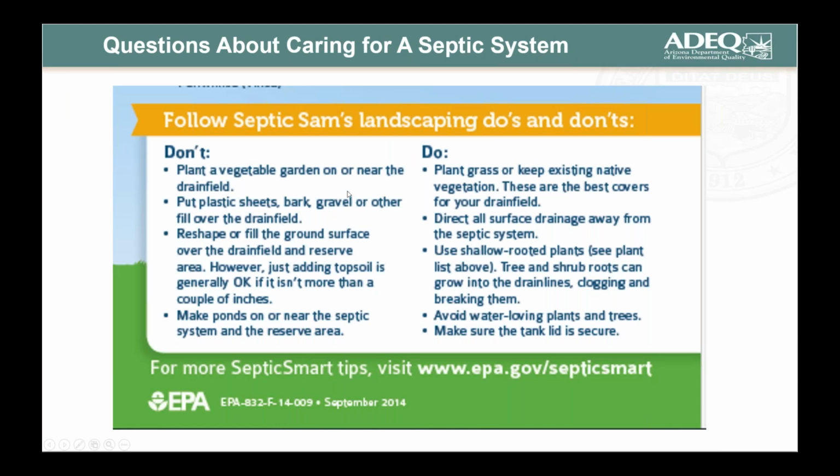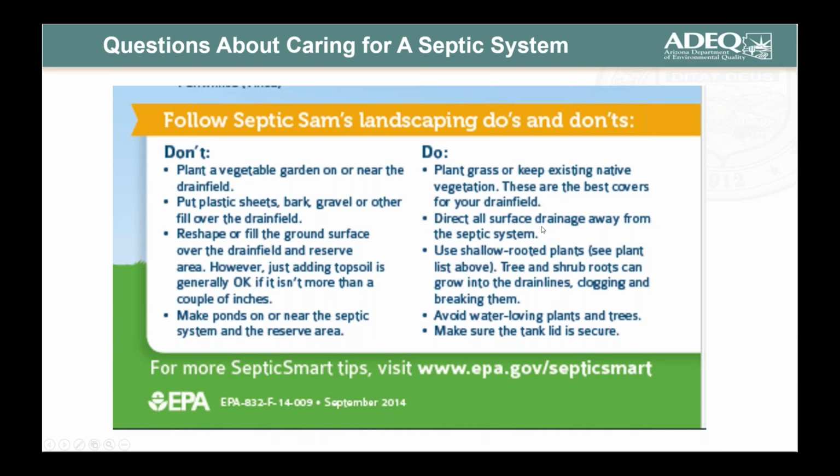Now, let's consider some questions about caring for a septic system. Follow Septic Sam's landscaping do's and don'ts. Don't plant a vegetable garden on or near the drain field. Don't put plastic sheets, bark, gravel, or other fill over the drain field. Don't reshape or fill the ground surface over the drain field and reserve area. However, just adding topsoil is generally okay if it isn't more than a couple of inches. Don't make ponds on or near the septic system and the reserve area. Do plant grass or keep existing native vegetation. These are the best covers for your drain field.